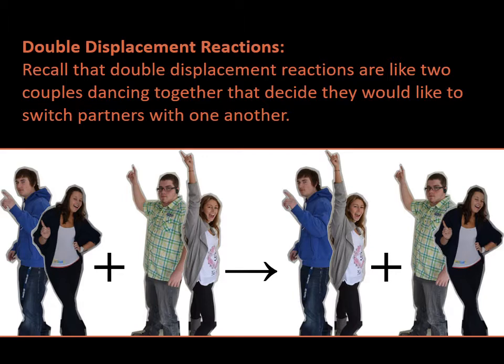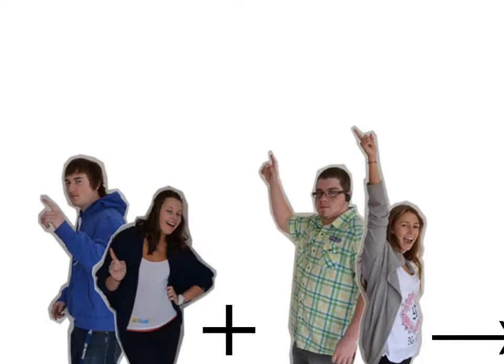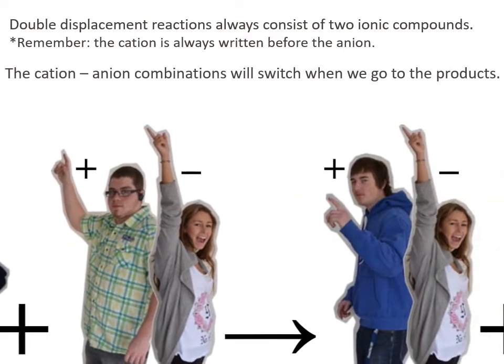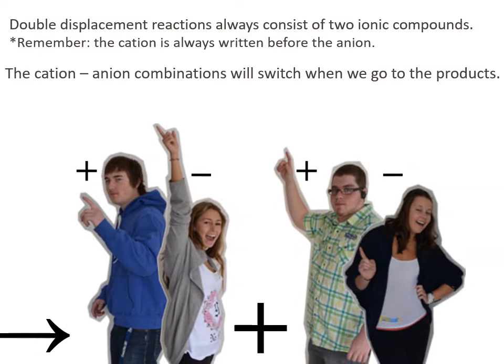Recall that double displacement reactions are like two couples dancing together that decide they would like to switch partners with one another. Double displacement reactions always consist of two ionic compounds. Remember, the cation, which is positive, is always written before the anion, which is negative. The cation-anion combinations will switch when we go to the products.